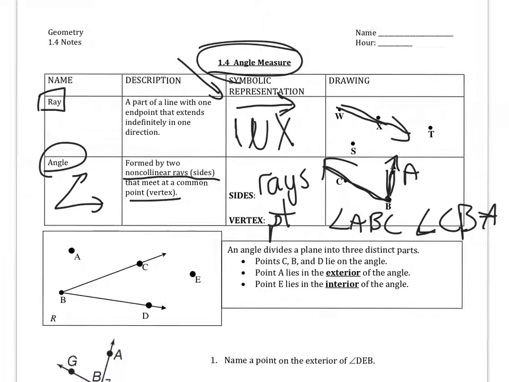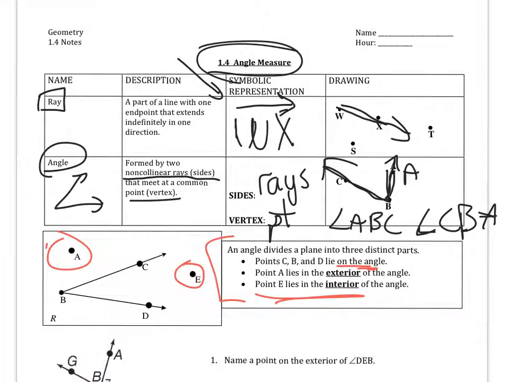Now, bringing about this, an angle divides a plane into three distinct parts. Okay, A, C, B, and D are on the angle. Okay, they help make up the angle. Point A would be exterior of the angle. Point E is going to be on the interior of the angle. Think exterior, interior of a house. Exterior is the outside, interior is the inside.